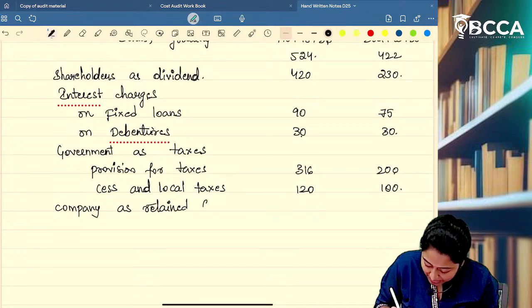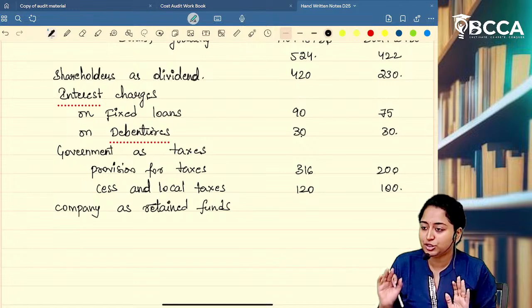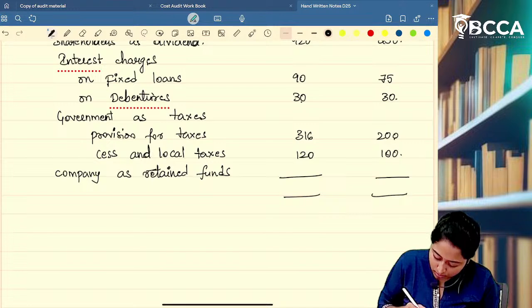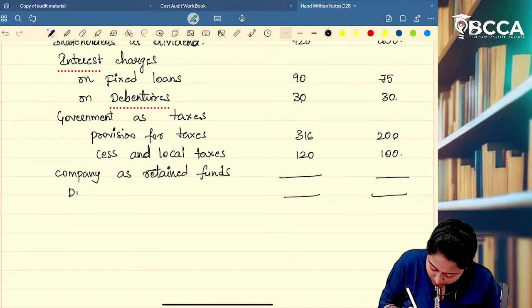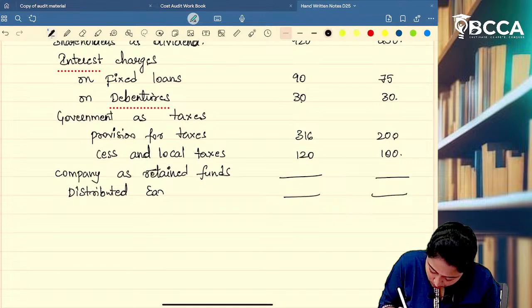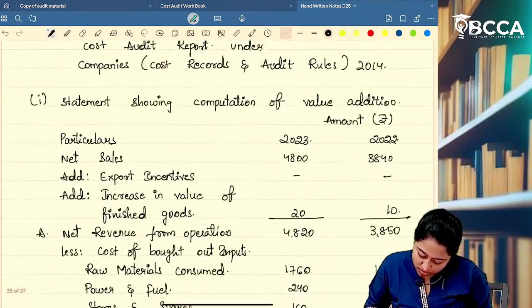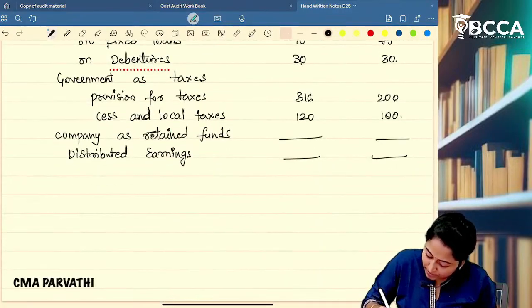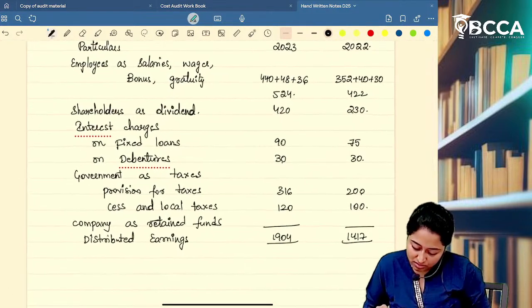So whatever balance is there after distributing the earnings to each and every one, that will be the retained funds of the company. Here the total will be distributed earnings. How much is the distribution of earnings? 1904 and 1417. Now do and tell me this answer.